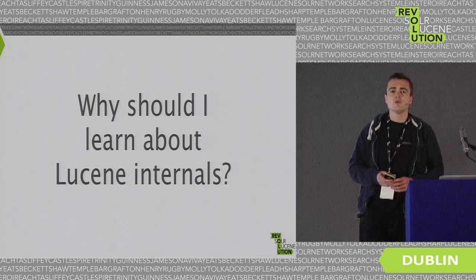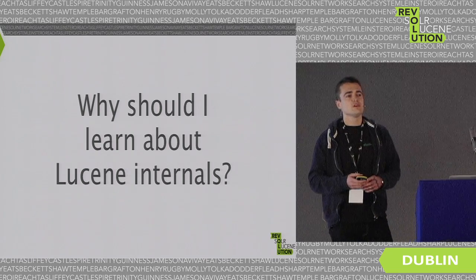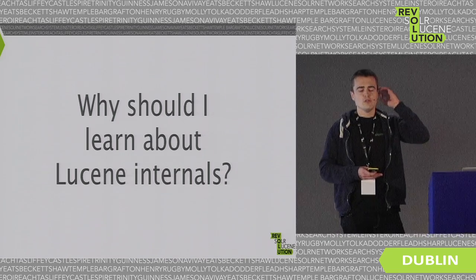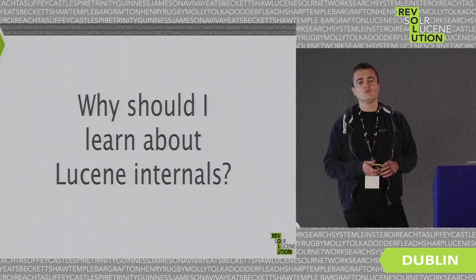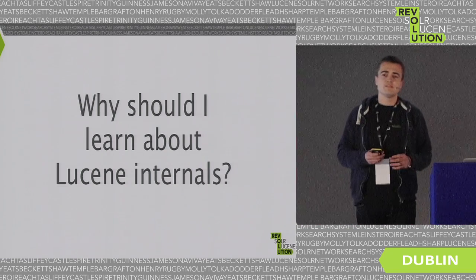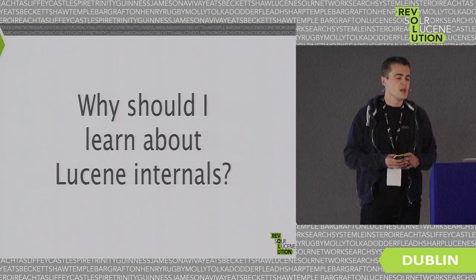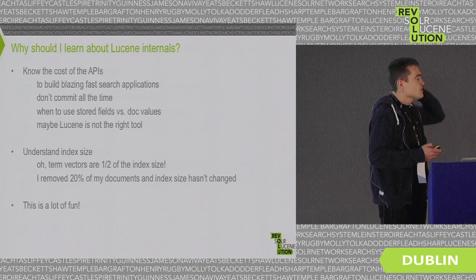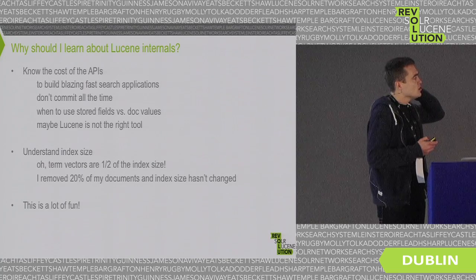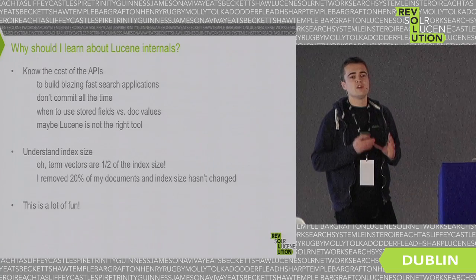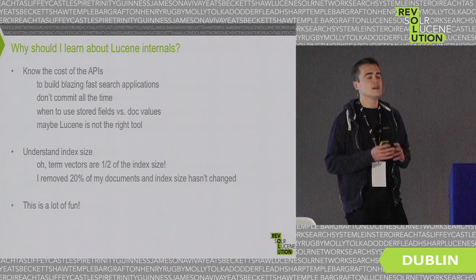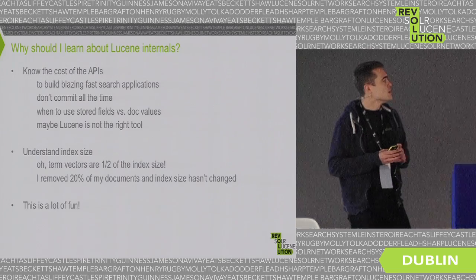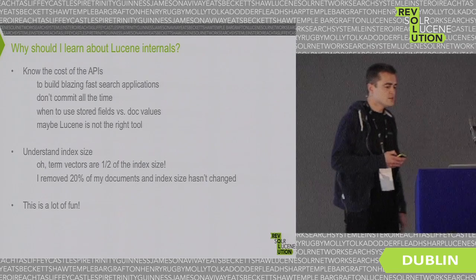So one question maybe you had before coming to this talk is, why should I learn about Lucene internals? You may think that if you need to learn about the internals of something, it means that the API is not good enough. But actually, there are very good reasons to learn about Lucene internals. The first good reason is to know the cost of the APIs. It's very important to know the cost of each API if you want to best use them and to build blazing fast search applications.